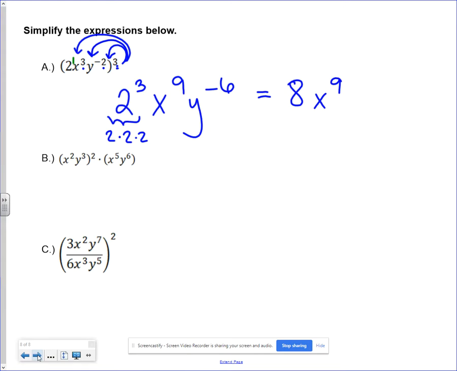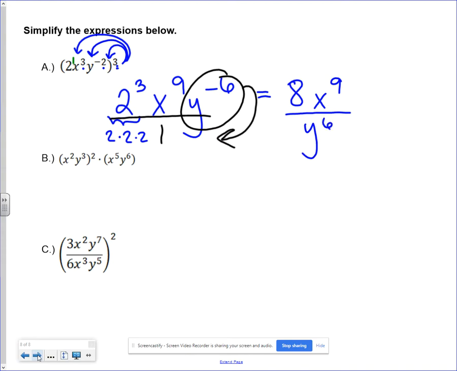But remember, we can't have negative exponents in our final answer. So we're going to think of this expression as a fraction, something over 1. What has the negative exponent? The y does. What does the negative exponent do? It relocates the power, so it moves down to the denominator, and when you move it, you change the exponent from negative to positive. So there's my simplified answer: 8x to the 9th over y to the 6th.